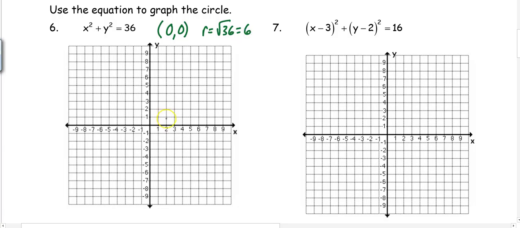So in order to graph my circle, I'm going to plot my center point at 0, 0. And then I'm going to use my radius in 4 directions. I'm going to go up 6, right 6, down 6, and left 6, all based off of the center, and now I connect them to make a circle.